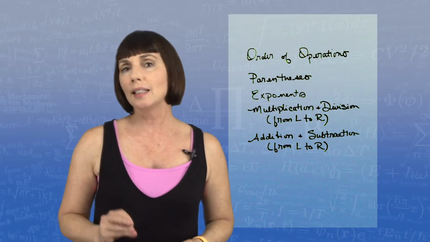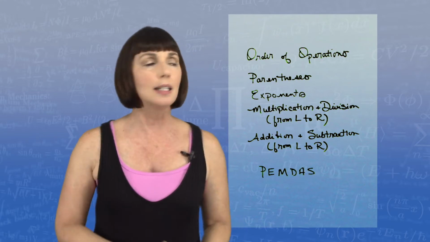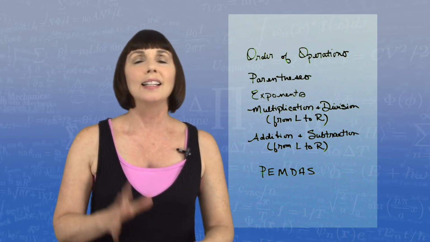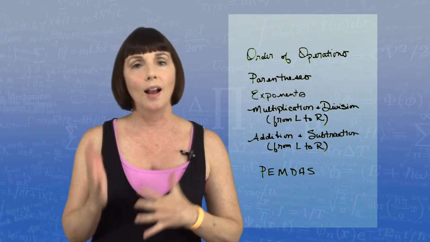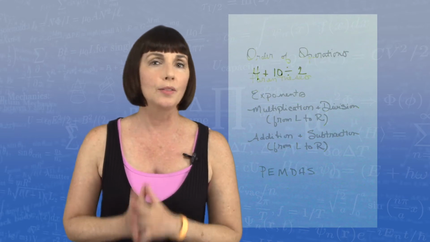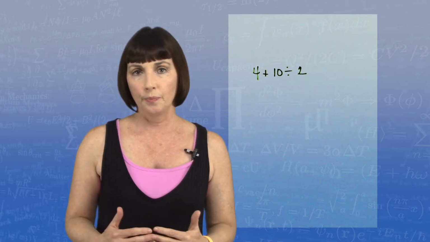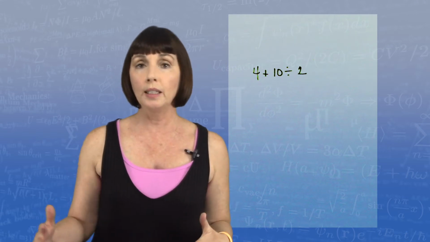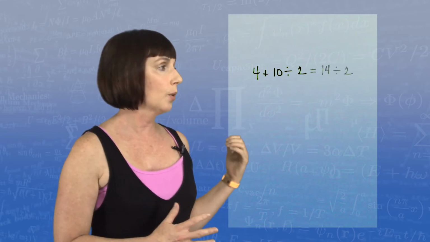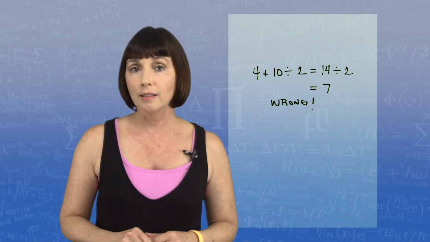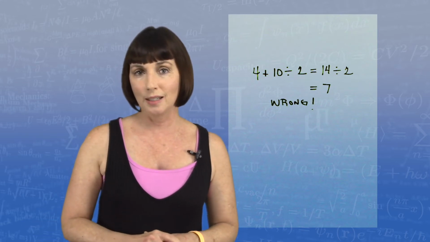And there's a convenient little acronym to help you remember this. It's PEMDAS, P-E-M-D-A-S. Okay, let's take a look at why this matters. All right, so I've got 4 plus 10 divided by 2. Okay, now if I just go left to right here, 4 plus 10 is 14, divided by 2 is 7. That's the wrong answer. It doesn't follow order of operations.